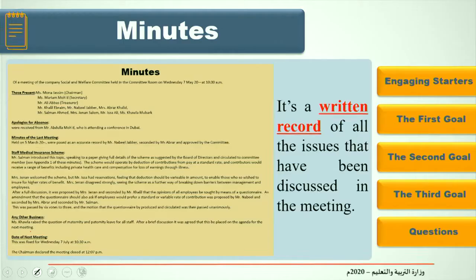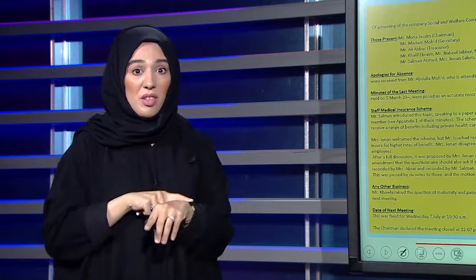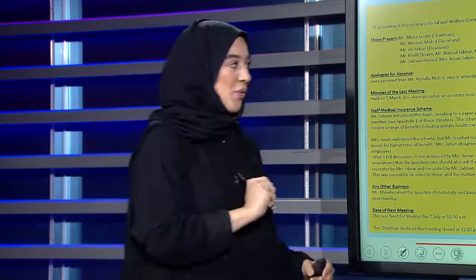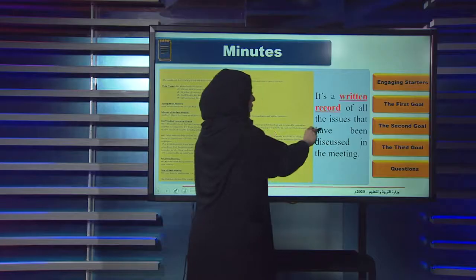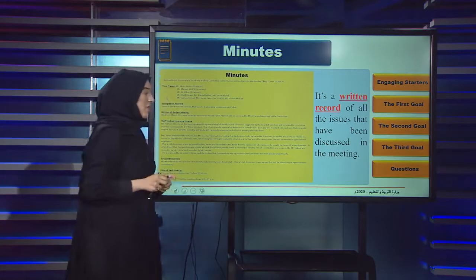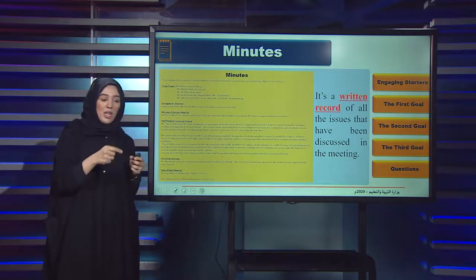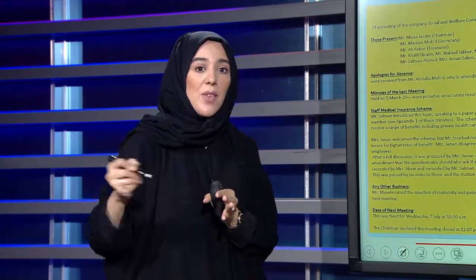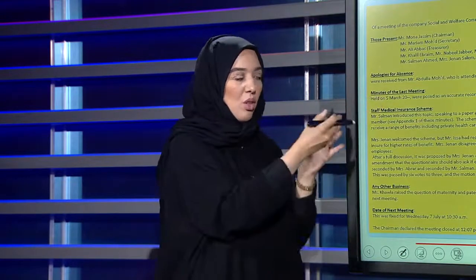Moving on to our last objective, which is minutes. What do I mean by minutes? Maybe when you hear the word minutes, you think of minutes and time. But here it's different. Minutes are a written record of all the issues that have been discussed in the meeting. As we know, while the chairman is talking, the secretary will be sitting next to him and recording everything he has said. This is a sample of the minutes, but you don't have to write it.